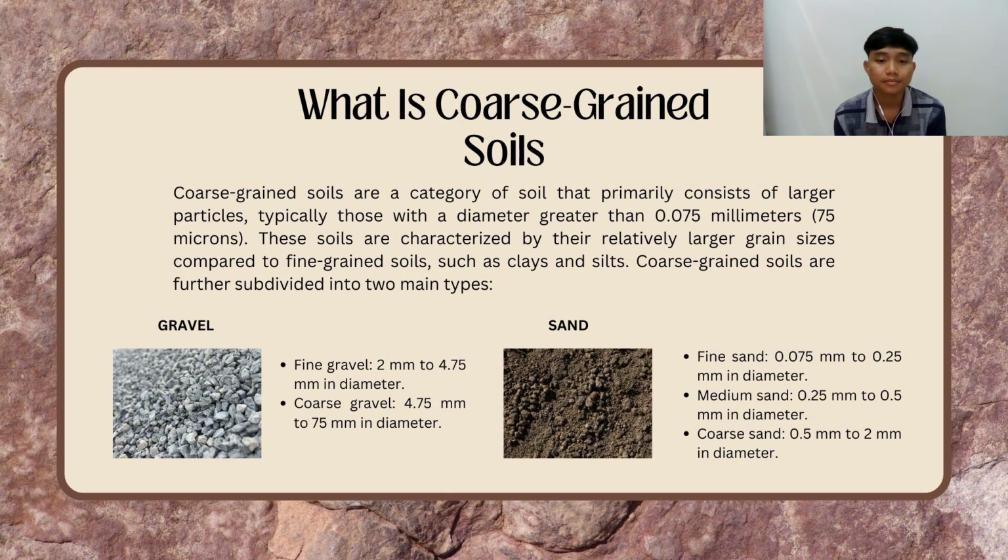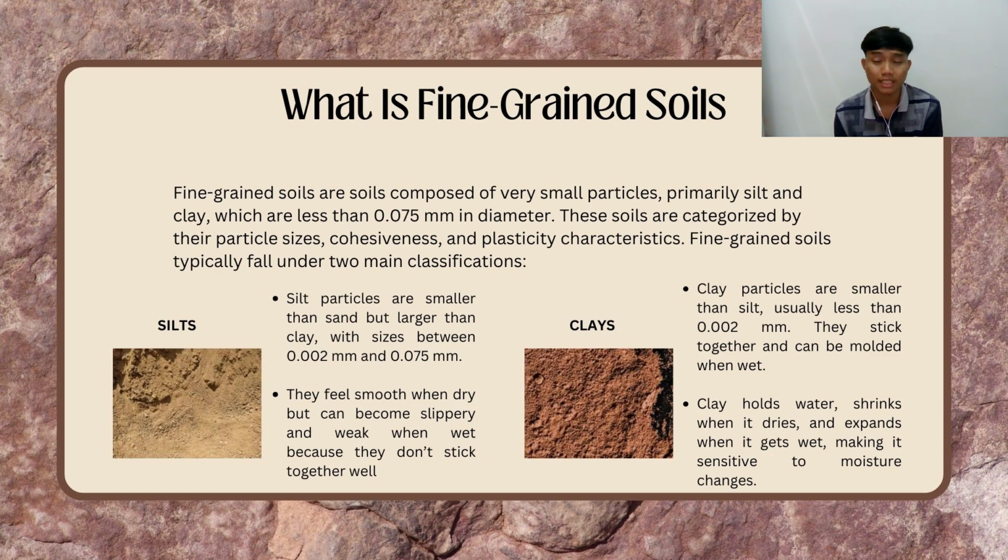Fine-grained soils are soil composed of very small particles, primarily silt and clay, which are less than 0.075 mm in diameter. These soils are categorized by their particle size, cohesiveness, and plasticity characteristic. Fine-grained soils typically fall under two main classifications. First, silts. These particles are finer than sand but coarser than clay, with diameter between 0.002 mm and 0.075 mm. Silt particles are generally non-cohesive and have a smooth texture when dry, but they can become slippery and lose strength when wet. Second, clays. These particles are even smaller than silt, typically less than 0.002 mm in diameter.